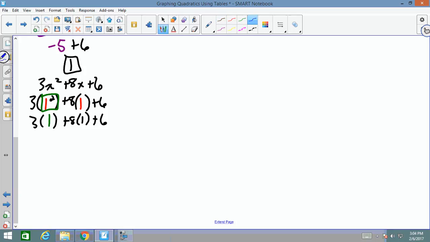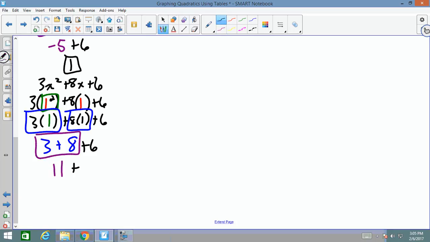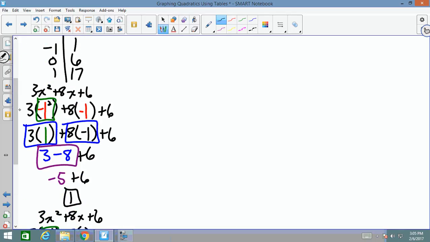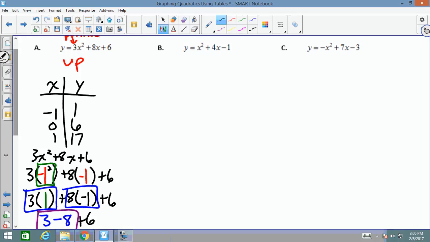Then we do each multiplication. 3 times 1 is 3, 8 times 1 is 8. Then we add from left to right. 3 plus 8 is 11. 11 plus 6 is 17. So at 1, we have a point at 17. That's it. And then you graph each one of those points and it would start to form your shape.